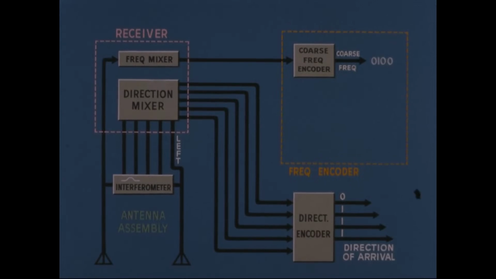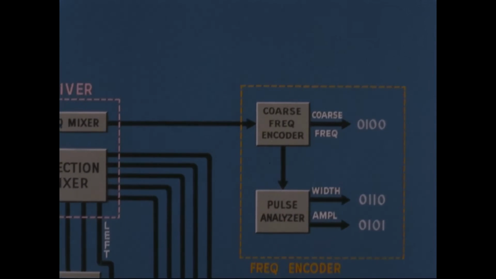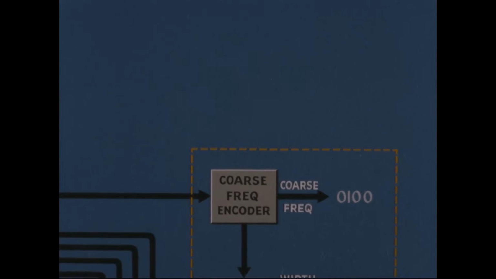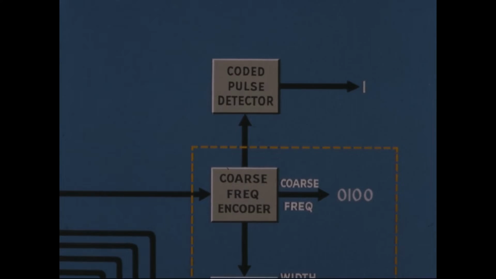Simultaneously, the pulse goes to another unit called the pulse analyzer, which measures pulse width and converts the measurement to a 4-bit binary number. The analyzer also measures relative pulse amplitude and expresses it as a 4-bit binary number. While the pulse is being analyzed, it is also being sent to a coded pulse detector, which puts out a 1-bit signal called the CPD alarm signal that says whether or not this is a coded pulse.